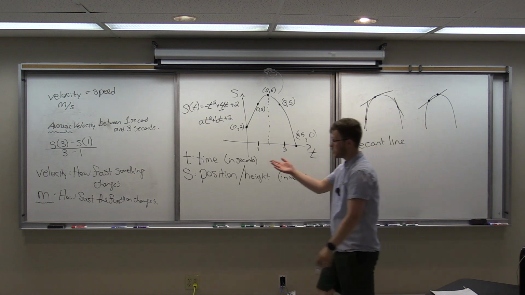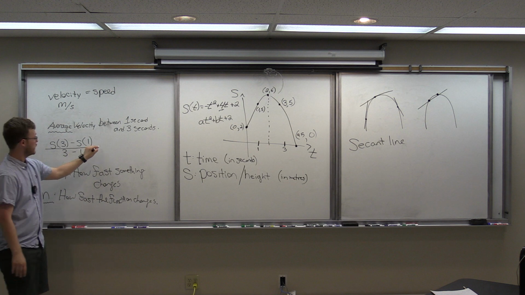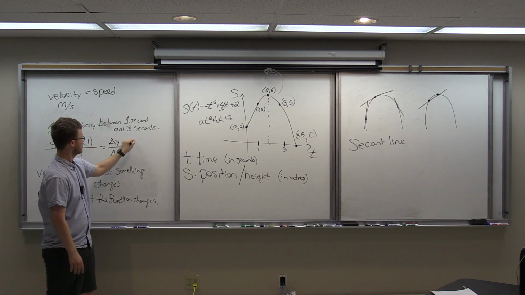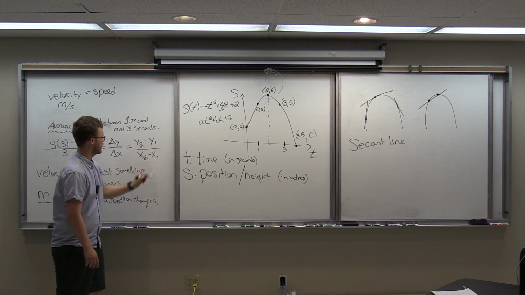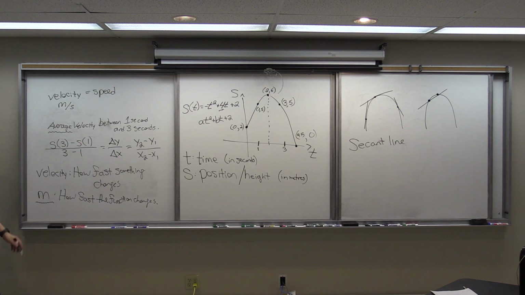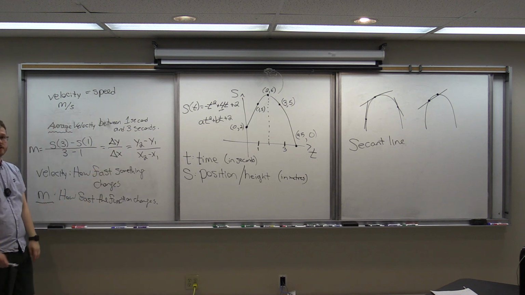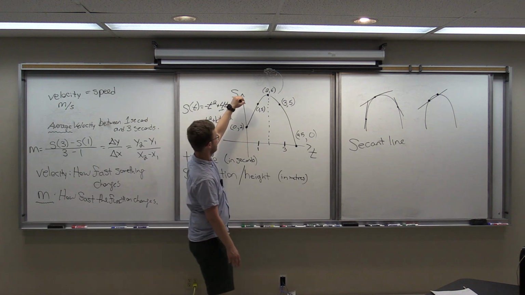So if I go back to this equation that I wrote down as the average velocity equation, maybe it will ring a bell as being the delta y divided by delta x, or also known as the y2 minus y1 divided by x2 minus x1 equation for slope. I am actually calculating an m value. I am calculating a slope. What slope am I calculating when I ask for the average velocity between 1 and 3 seconds? I am asking for the slope of the line that goes through 1 and 3.